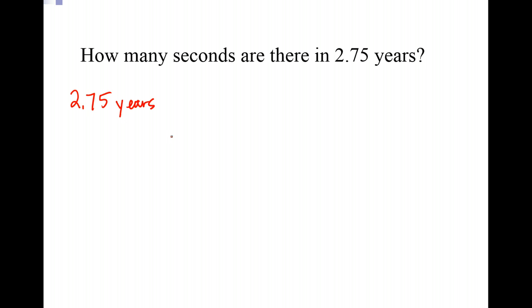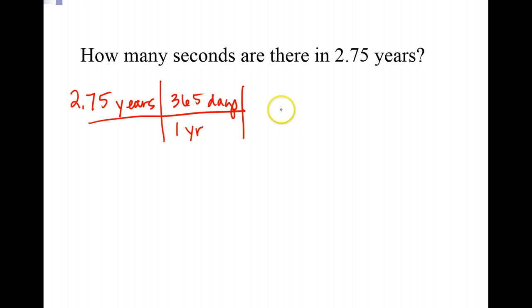Years could be broken down into many different quantities. We know there are 52 weeks in a year. We know there are 12 months in a year. The issue with using something like months is then the next step would be a little problematic, because for each month of the year, well, they don't all have the same number of days. Some of them have 28, but some of them have 30 or 31. So we instead are going to go with days. So 2.75 years, I'm going to take 1 year and break it into 365 days.